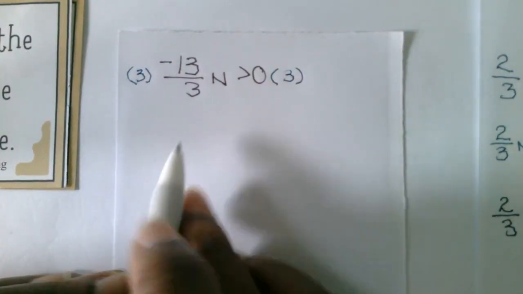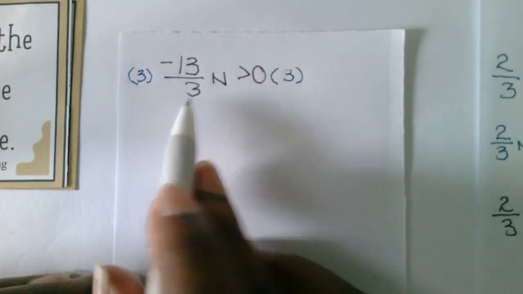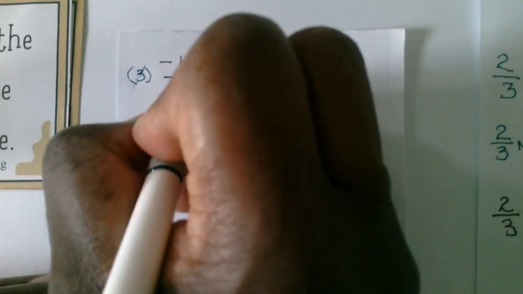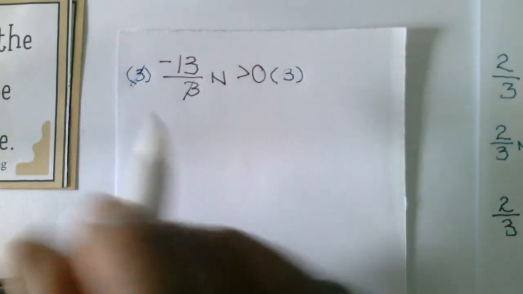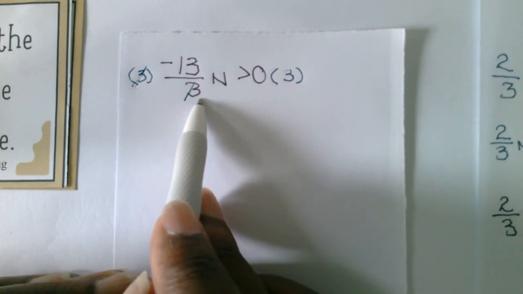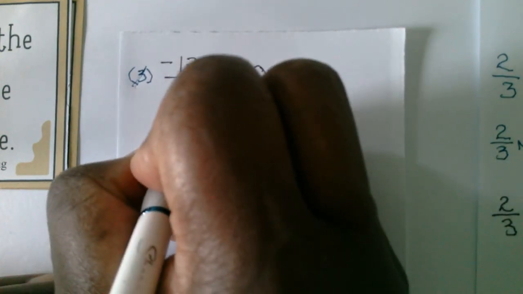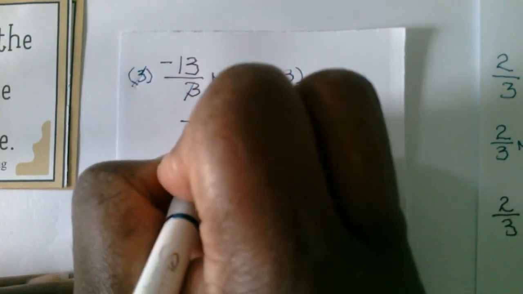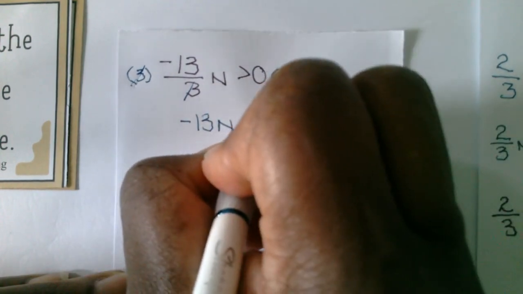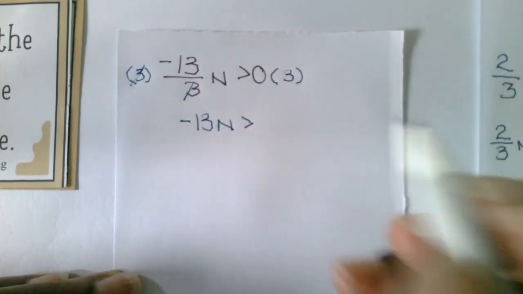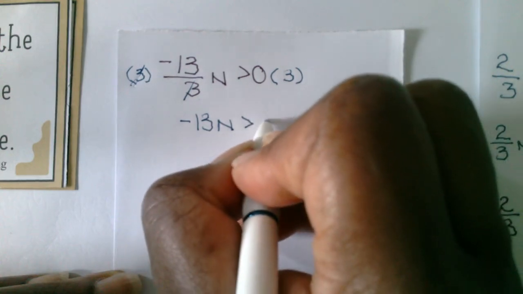Just multiply both sides by the denominator so you can get it out of that fraction form. Because 3 divided by 3 will give me 1, and anything times 1 is going to be itself. So then I can bring down my negative 13n. Then you have greater than 0 times 3. Anything times 0 is 0.